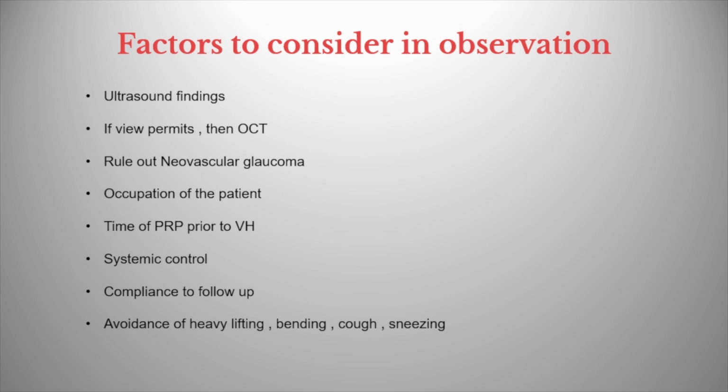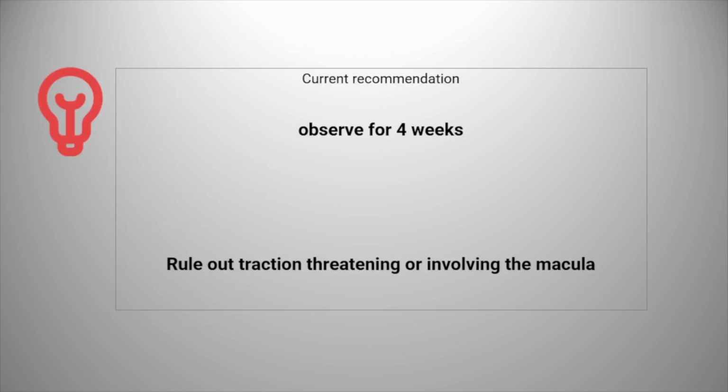We have to take into consideration the occupation of the patient, whether he needs his vision in an early period. So we can also guide our decision based on what the patient wants. Also the time of PRP prior to vitreous hemorrhage, systemic control, and compliance to follow-up. Whether the patient is able to follow our guidelines has to be taken into consideration. The current recommendation is, in a first vitreous hemorrhage episode, an observation period of 4 weeks is given in an eye with no tractional element.